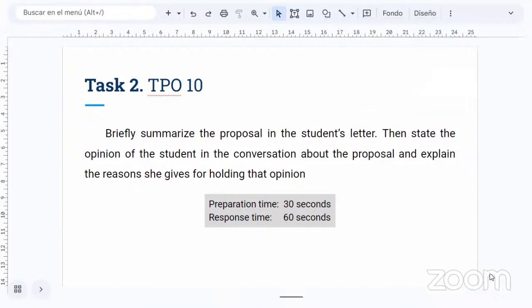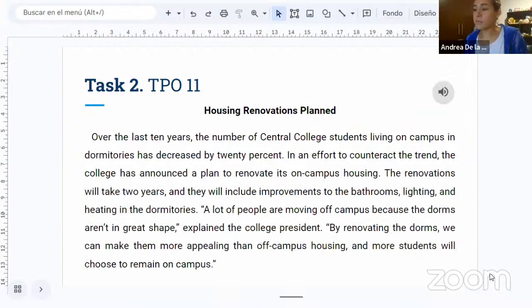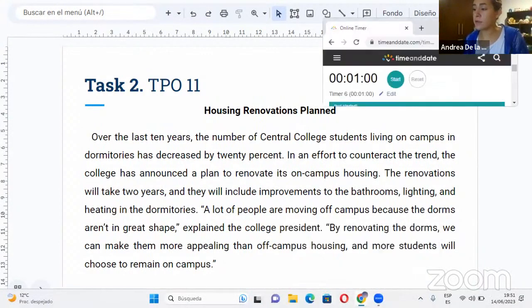Okay, Andrea, thank you. Okay, guys, sure. And let's do this one as well. Remember, 45 seconds to read.